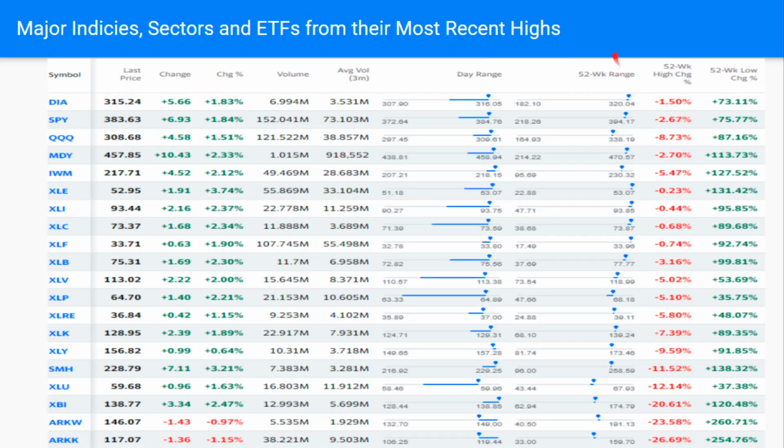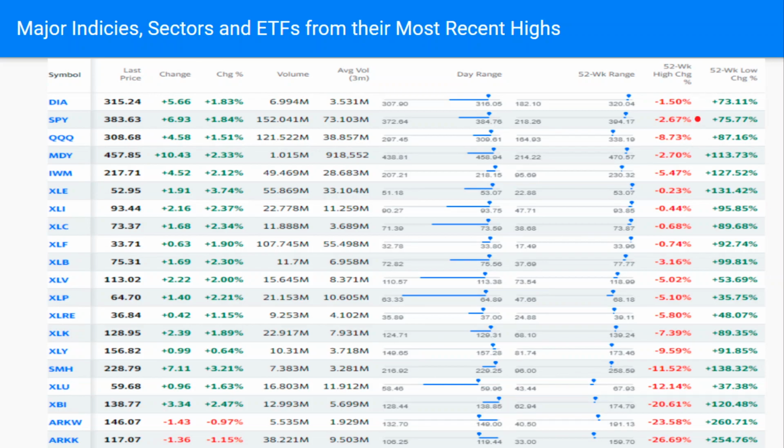So here I have some of the widely followed ETFs like Dow, S&P 500, Nasdaq 100, mid caps, small caps, some sectors of S&P 500 and ARK funds. So we know that the market hit all-time high a couple of weeks ago, and you'll see that Dow and S&P 500 didn't pull back that much from its highs.